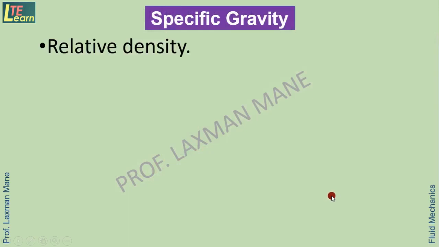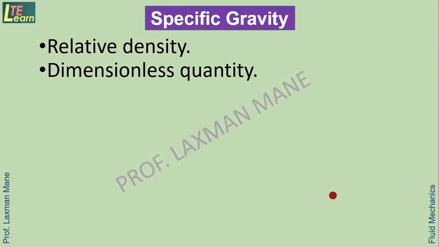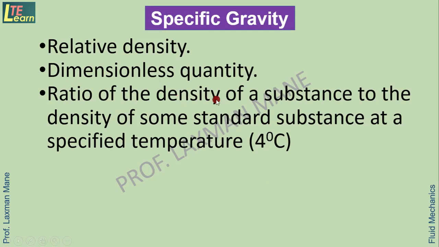Specific gravity is also called relative density. It is a dimensionless quantity, as it is the ratio of the density of a substance, means any substance, to the density of some standard substance at a specified temperature of 4 degrees Celsius. Means specific gravity measurement is carried out with the recommended temperature value of 4 degrees Celsius.